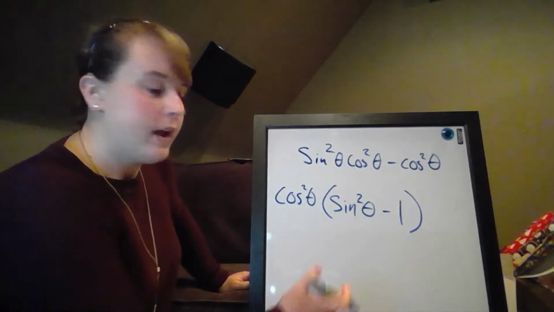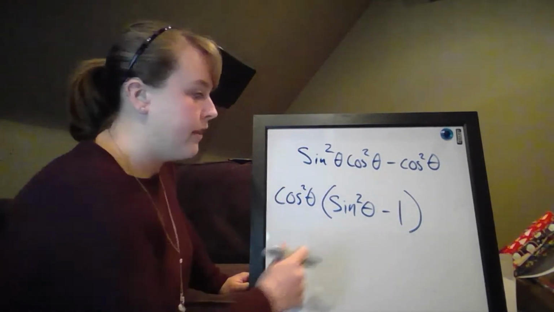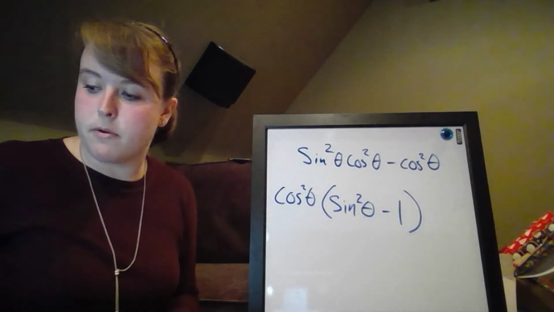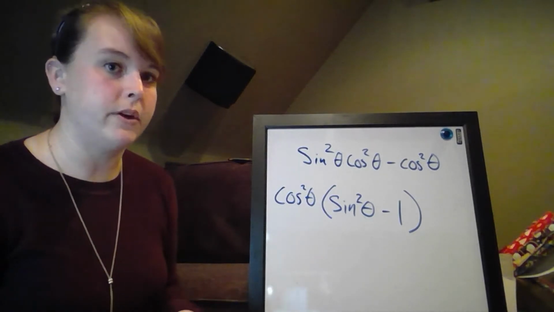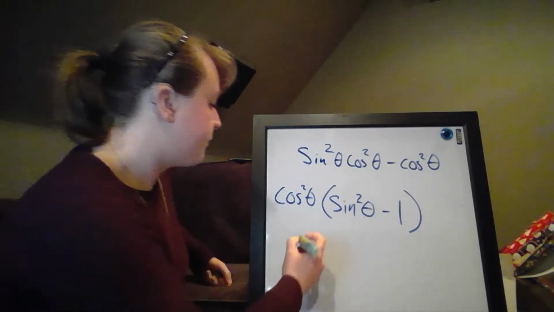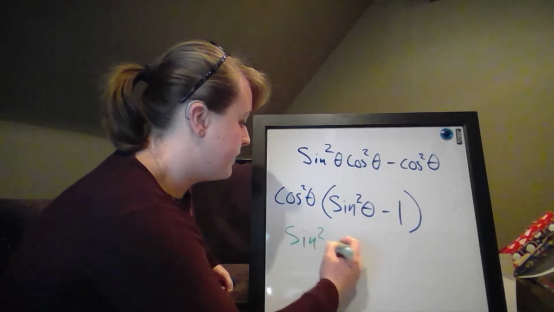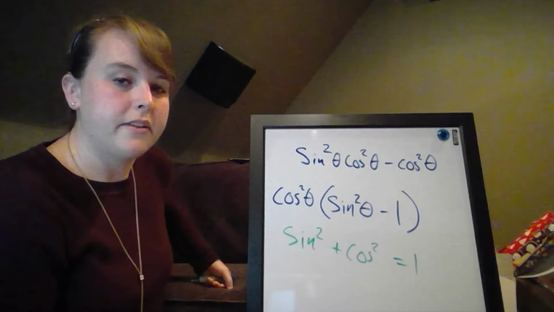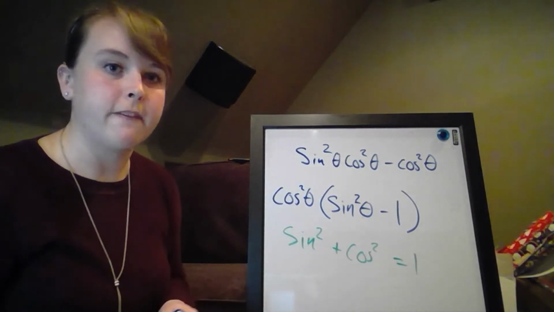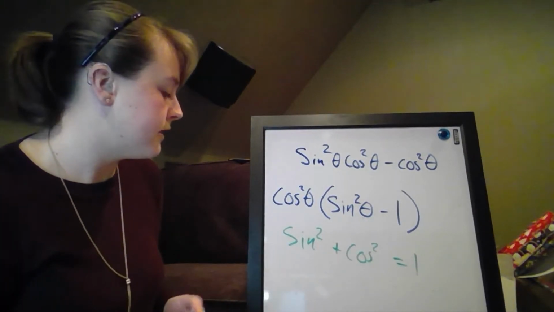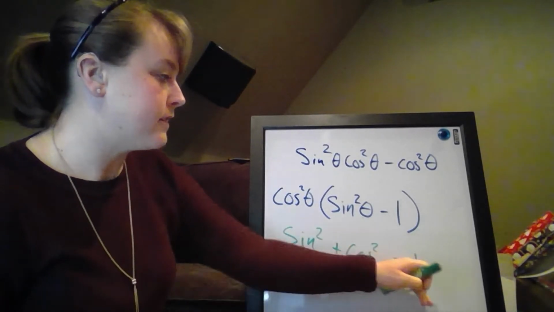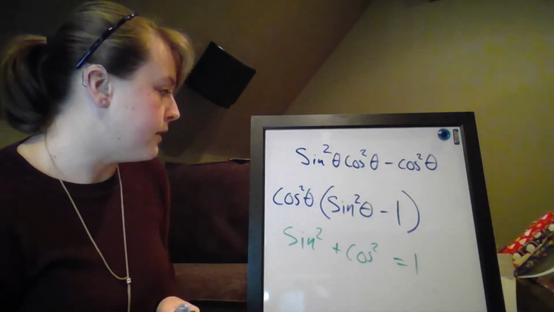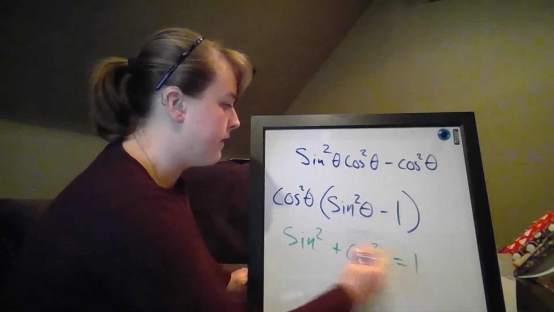Now we've got this sine squared minus 1, and this is starting to make me think about Pythagorean identities. Remember, the big Pythagorean identity that we should all know is sine squared plus cosine squared equals 1. That's the main important one, right? Because you can find the others from this by either dividing through by sine squared or dividing through by cosine squared.